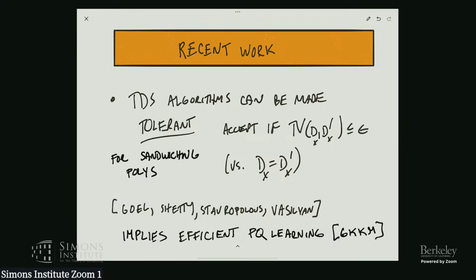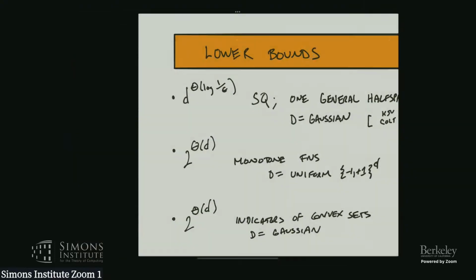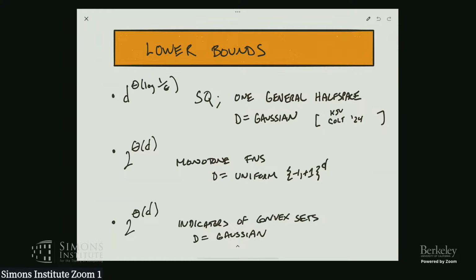It implies efficient PQ learning, which is a model that Shafi, Adam Kalai, Yael Kalai, and Omar Montasser had come up with, where they needed an oracle for empirical risk minimization, so you can get rid of that. I'm almost out of time. As I mentioned, we have a bunch of lower bounds and separations from PAC learning, like you can't learn monotone functions or indicators of convex sets.